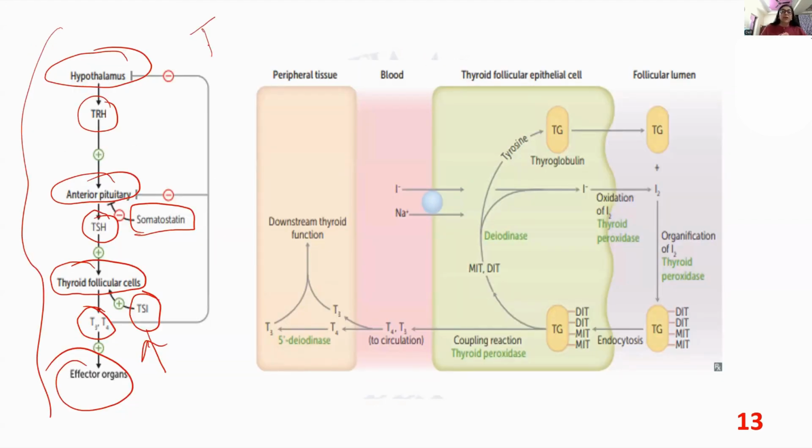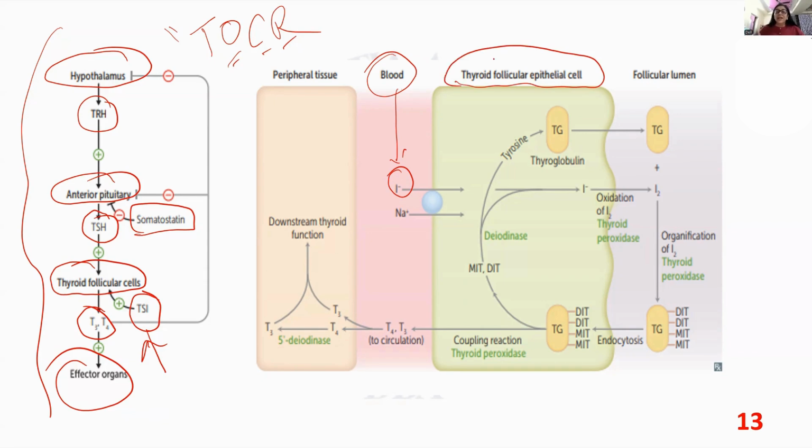Okay, just remember this mnemonic: "I am too old, can't recall." The first step is iodine trapping. Whatever iodine is present in the food you eat is absorbed and present in the blood. This iodine is trapped in the thyroid follicular cell.